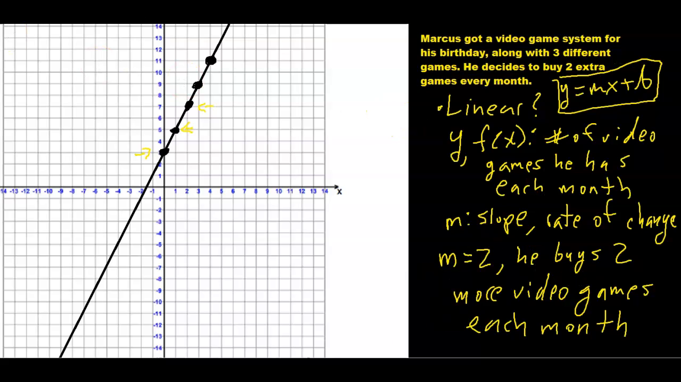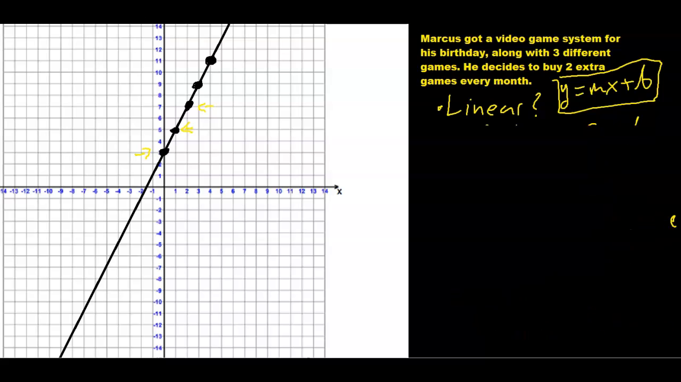Let me just make some room for just a minute. Let's write down the fact that we know that m is equal to 2, right? We're going to work on actually creating an equation for this function. M is going to be 2.